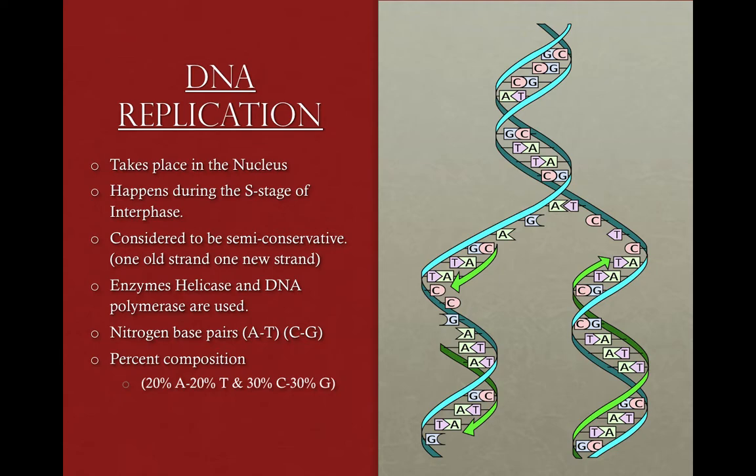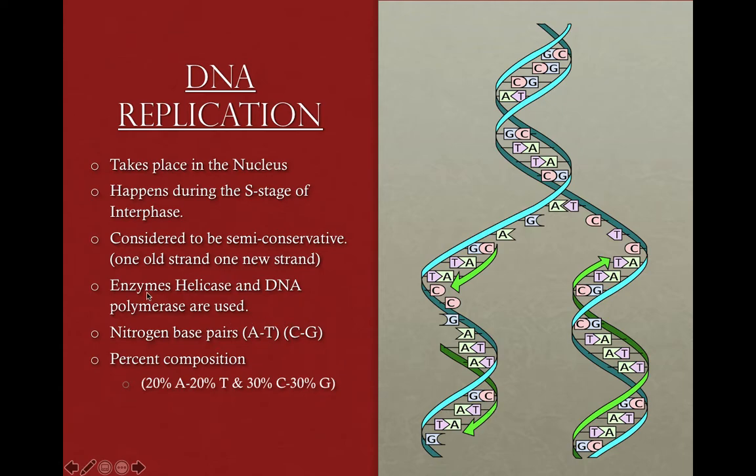So the first step is whenever DNA is replicated. We've actually already talked about this, but now we're actually going to replicate DNA. Please don't forget, DNA is only found in the nucleus, so that's of course where replication is going to occur. It happens during the S stage of interphase, if you remember that from whenever we talked about mitosis and the cell cycle. It's considered to be semi-conservative because you have that original template of the original strand, and then we build a new strand off of the original. So that's why we call it semi-conservative.